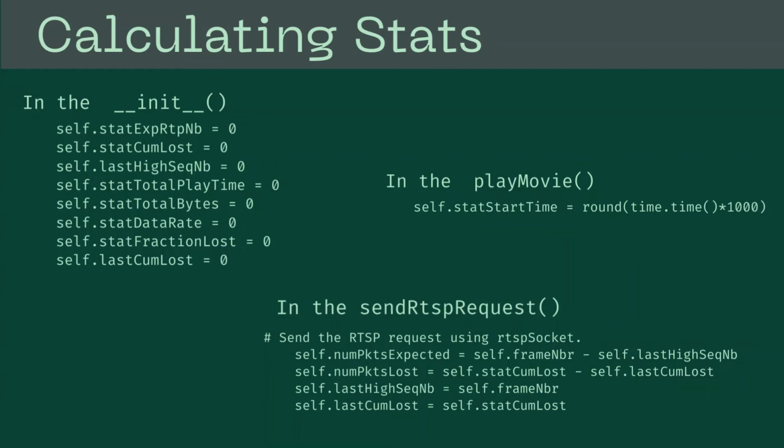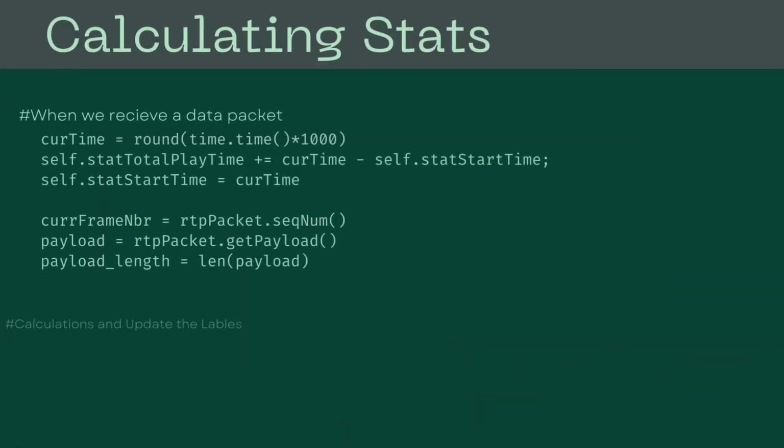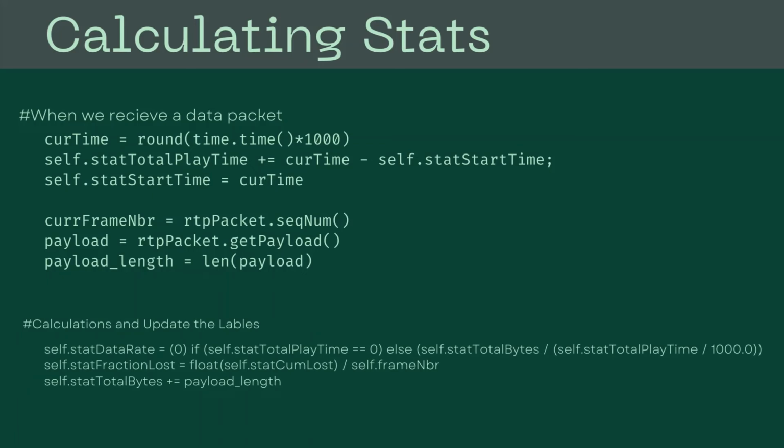Also, in the send RTSP request method, we calculate the number of packets accepted by subtracting the last high sequence number from the current frame number. We also calculate the number of packets lost by subtracting the last cumulative lost from the cumulative lost. And later we update the last high sequence number to the current frame number and the last cumulative lost to the cumulative lost. We then use these values to carry out further calculations.